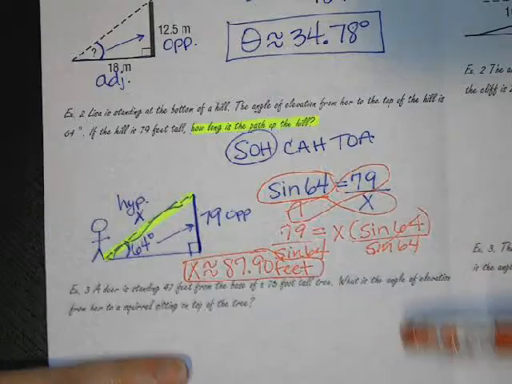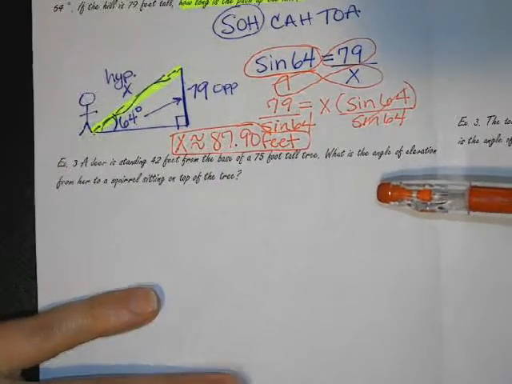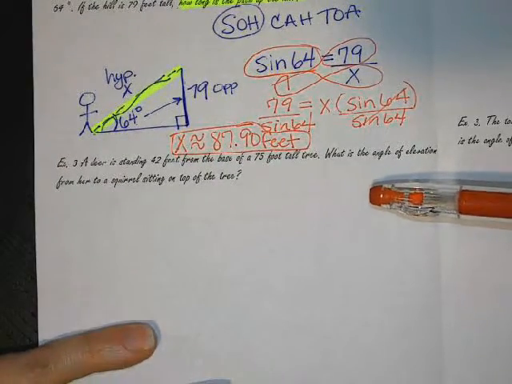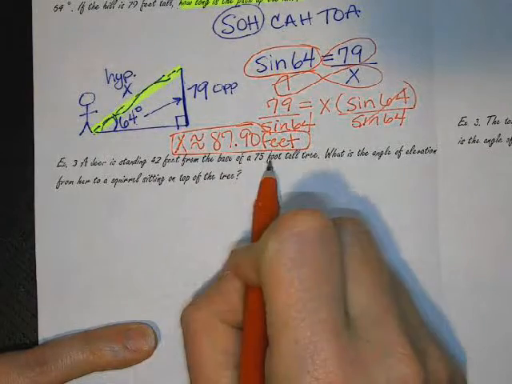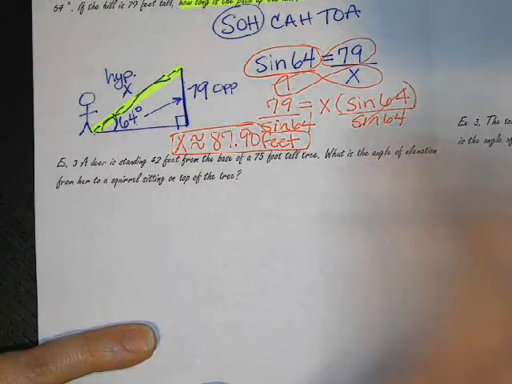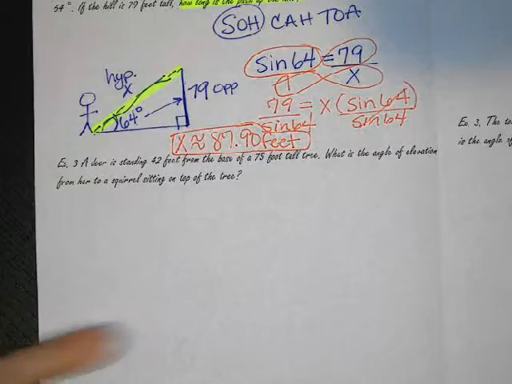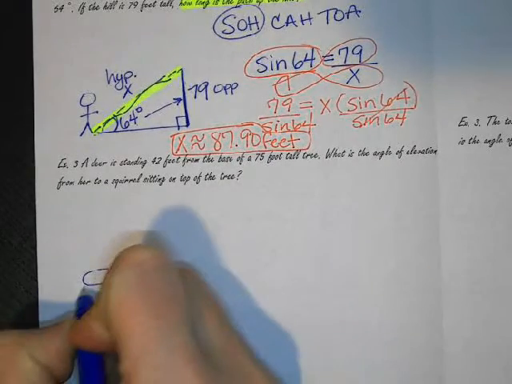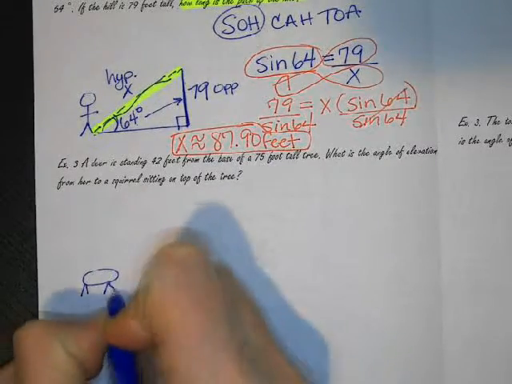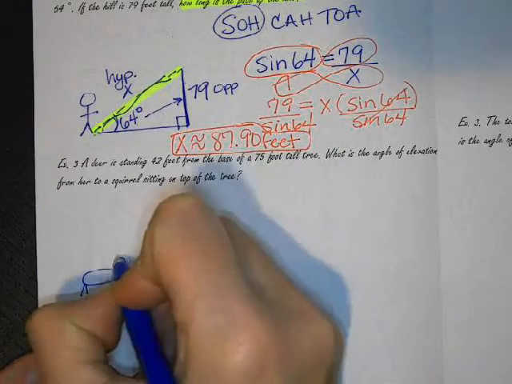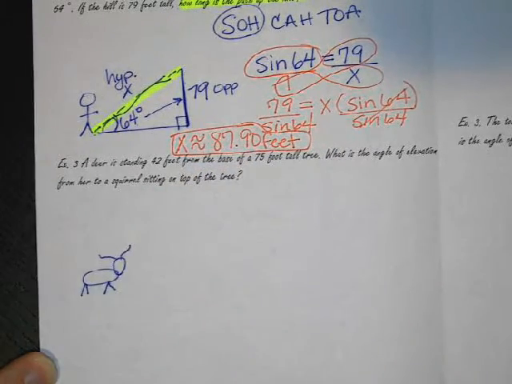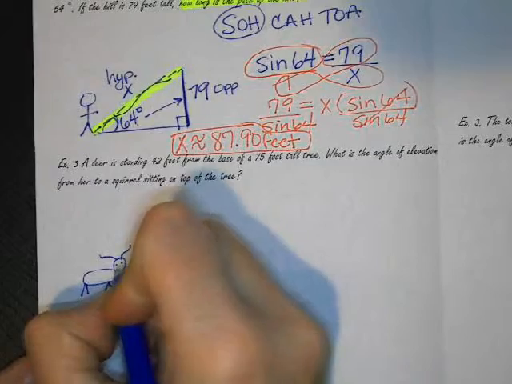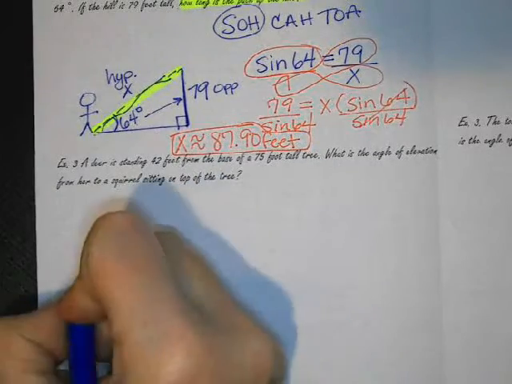All right, example 3. It says, a deer is standing 42 feet from the base of a 75-foot tall tree. All right, so I need to draw a deer. You're going to laugh. Here's his 4 legs. Here's his head. Got some antlers. He's pretty good. He's not so shabby. I'll give him a face. Okay. And he got a little tiny tail.